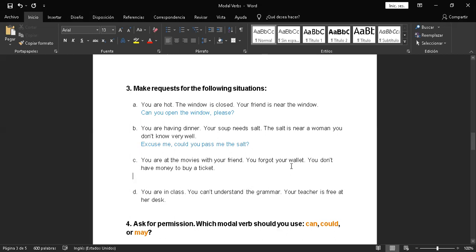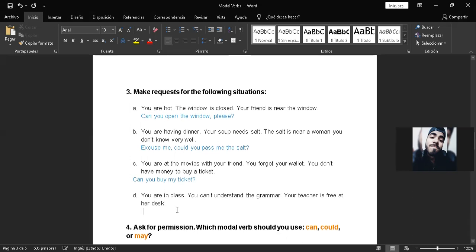Letter C. Can you buy my ticket? Okay, can, right? Because it's a friend, it's more casual. And letter D. Could you explain it? Can you explain it? Very good.